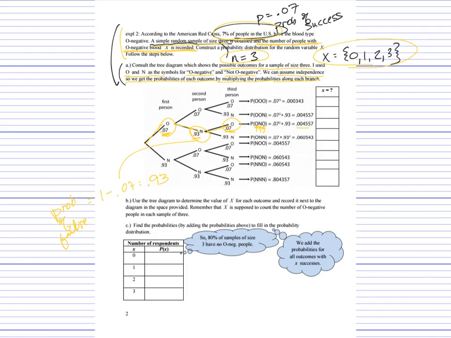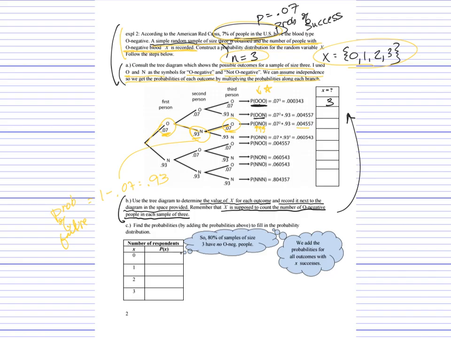You will notice that I have the 8 possibilities here that could happen for these 3 people, any of which could be O negative. In part B, they want me to use the tree diagram to determine the value of X for each outcome and record it next to the diagram in the space provided. Remember, X is supposed to count the number of O negative people in each sample of 3. So let's go up here. For the outcome OOO, that means all 3 people were O negative. Therefore, X is 3. It's that simple. That's all I'm doing. I'm counting the number of O's there.